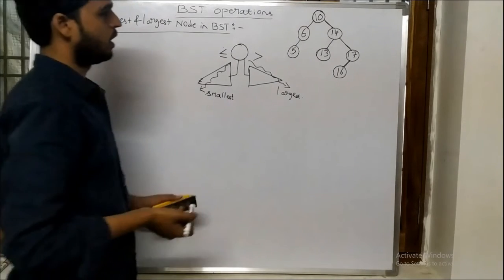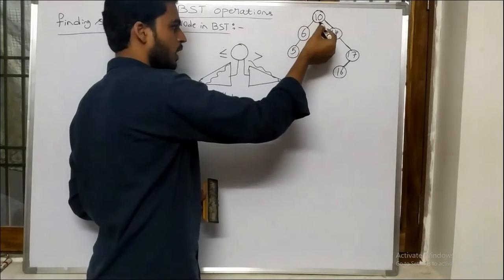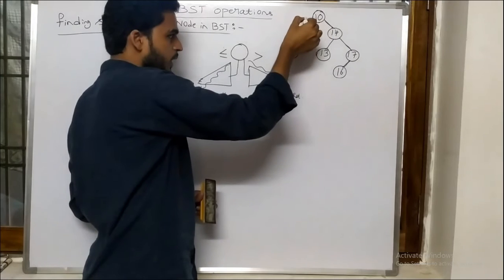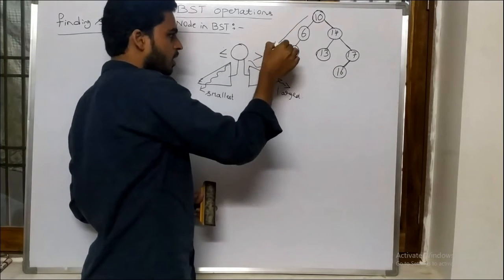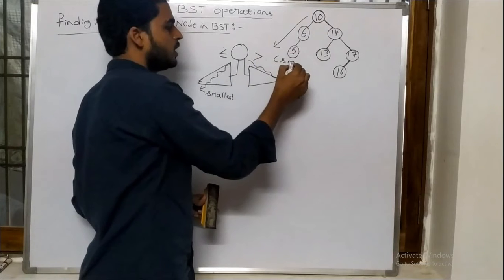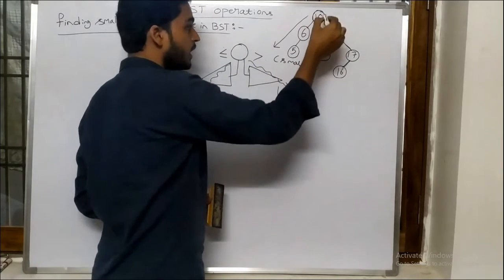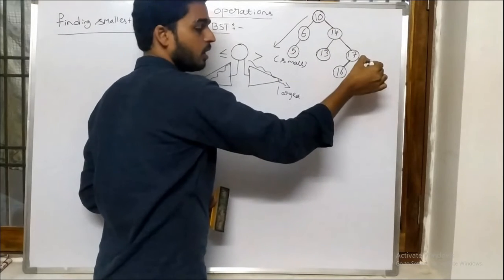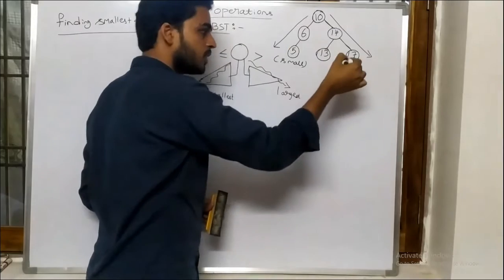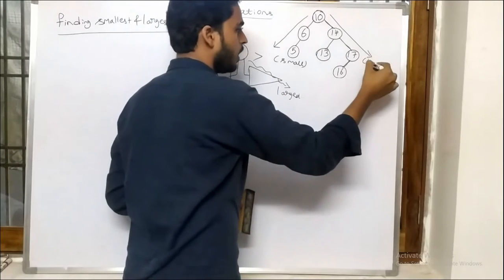See here also, with respect to the root node, the smallest value is 5, right, present on the left side corner of the tree, and the largest value is present on the right side corner. Right, I am saying the right side corner only, not the left side. Once again, right side corner, the largest value.